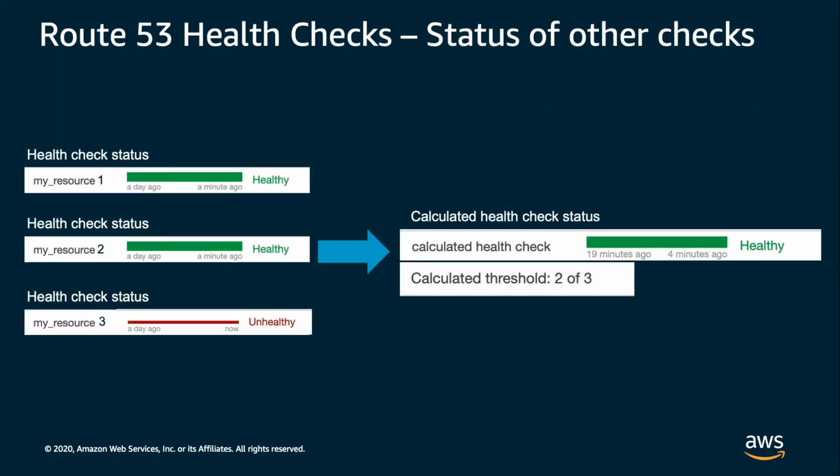We can also combine health checks. Here we might have health checks from 3 separate resources, and we can do a calculated health check based on those 3 health checks. Then we can set a threshold. In this example, my threshold is 2 out of 3. Even though we have an unhealthy health check, we still have 2 other health checks that are healthy. So we still consider this endpoint healthy and don't need to take any action or update any DNS records. This gives us flexibility to build out complicated architectures where we're considering multiple different health checks and failing over only when we need to.